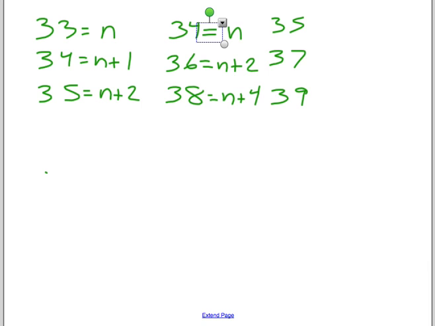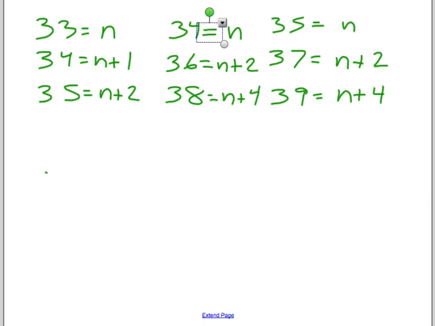What are the consecutive odds going to look like if 35 is n? Then to get to 37, you're going to go n plus 2, because how many units is it to get from one to the next? And then to get from 35 to 39, we go n plus 4.